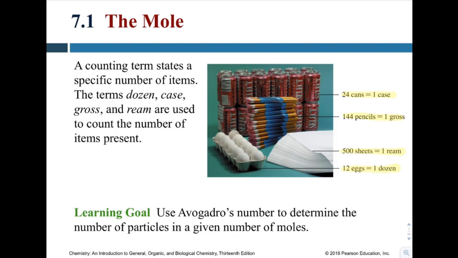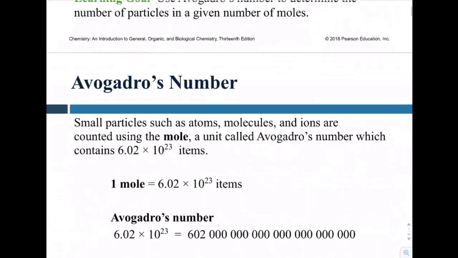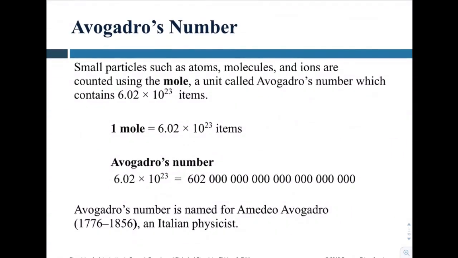I'm just giving you another conversion factor. We're not going to use it in a way that's any different than how you already use conversion factors. It's just going to be a new conversion factor. Avogadro's number is named after Amedeo Avogadro, who came up with the idea that a mole is equal to 6.02 times 10 to the 23 things.